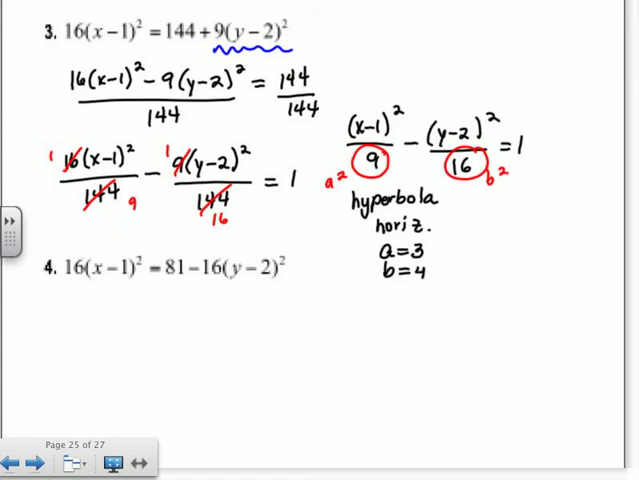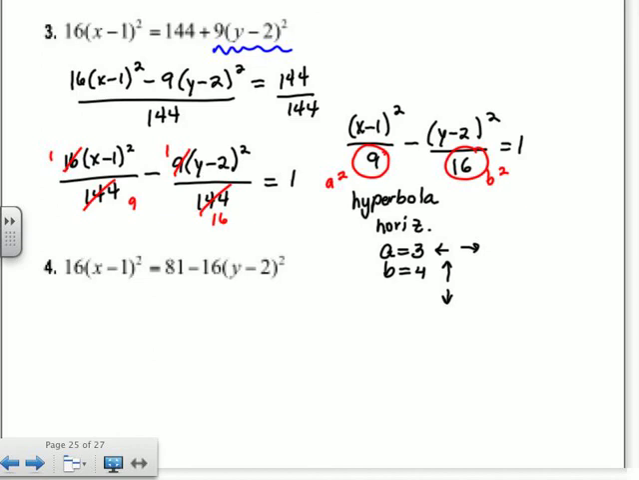Okay, and it's good to know this for either an ellipse or a hyperbola. The number under the x value tells you how far you're going right and left from your center. So that means we'd go right and left 3. And the number under my y value tells you up and down. So you go up and down 4. And that allows you to draw in that little box. You guys remember our little box from the hyperbola.